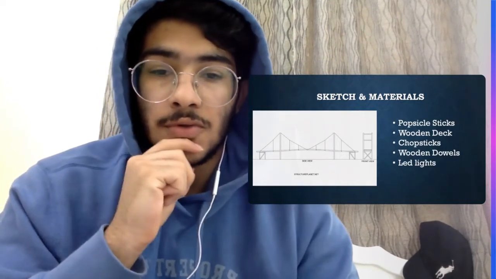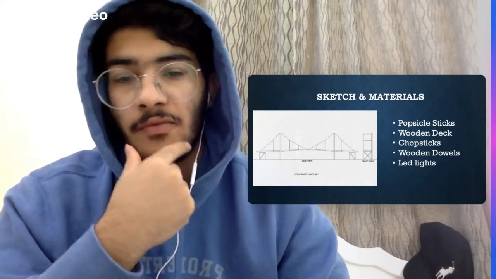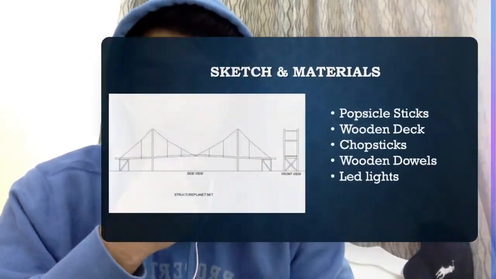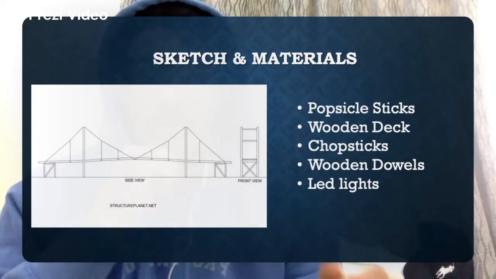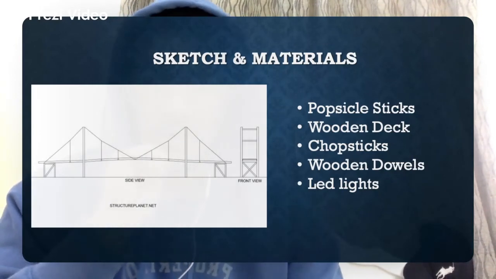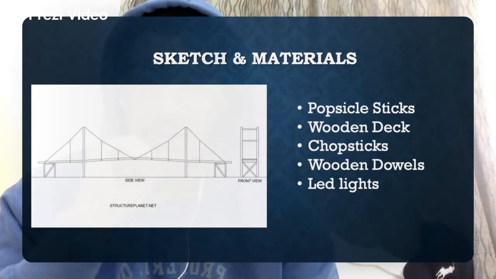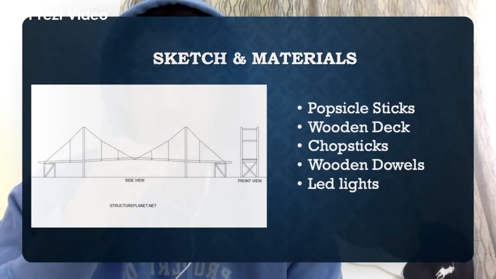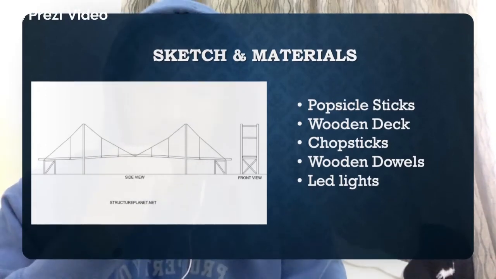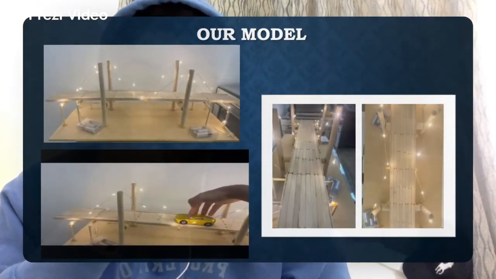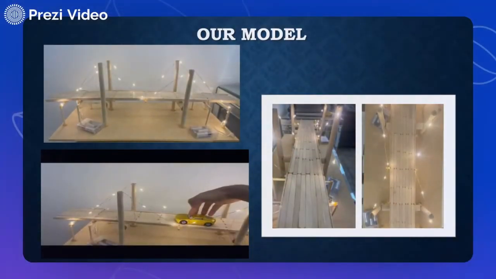And now we are going to talk about the sketch and materials of our project. This is how the sketch looks, and the materials used are popsicle sticks, wooden deck, chopsticks, wooden dowels, and LED lights. And overall, this is how our model looks at the last stage.